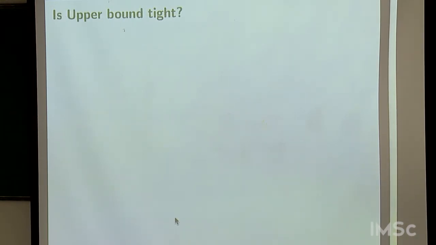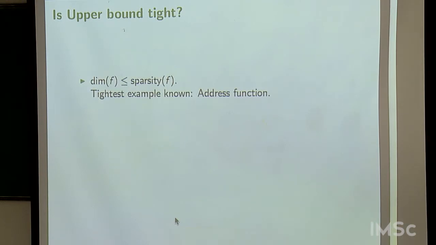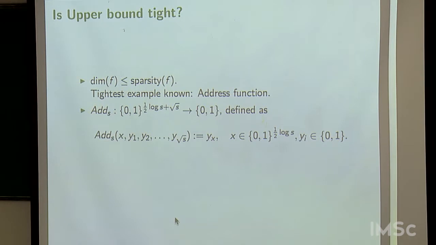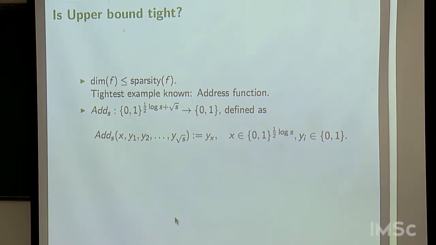So how about the upper bound? Dimension is of course smaller than or equal to the sparsity of f. The tightest example known is what is called the address function. It's a function of half log s plus square root of s variables. There are half log s x variables, and the x part serves as an index for one of the yi's. There are root s many yi's, and you read the value of the corresponding yi, and that is the value of the function. So this is the address function.